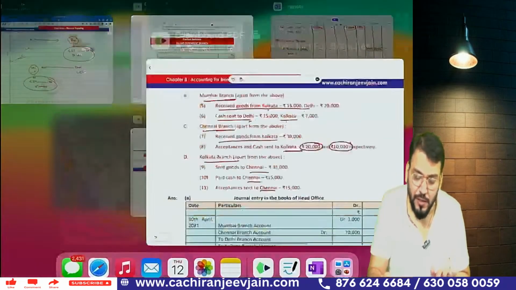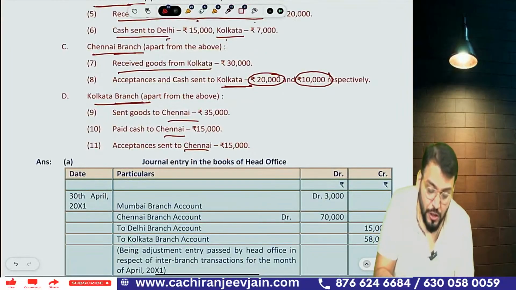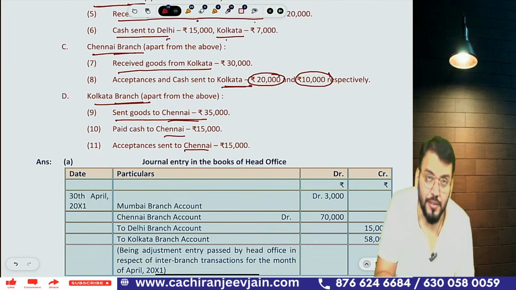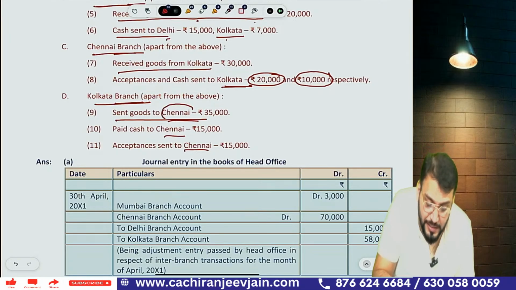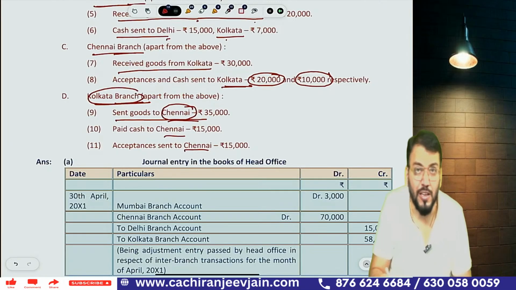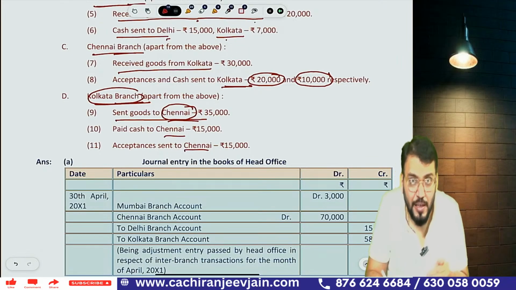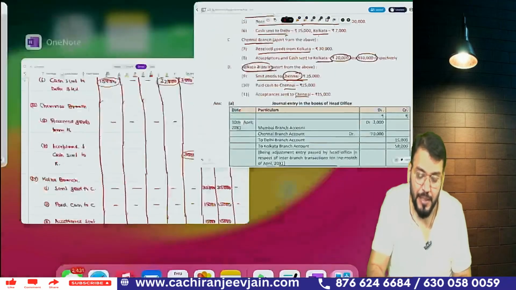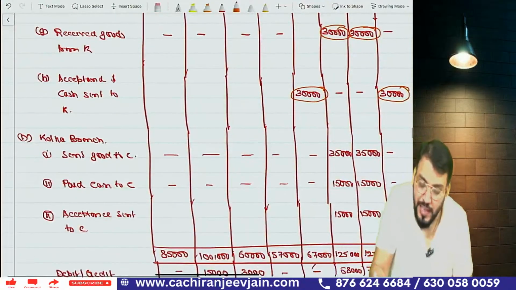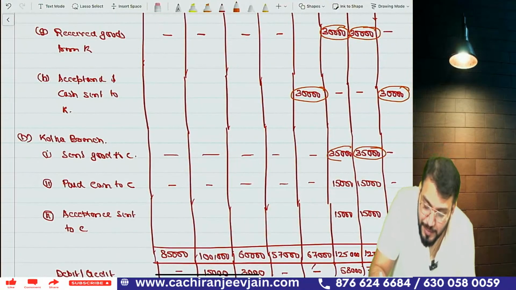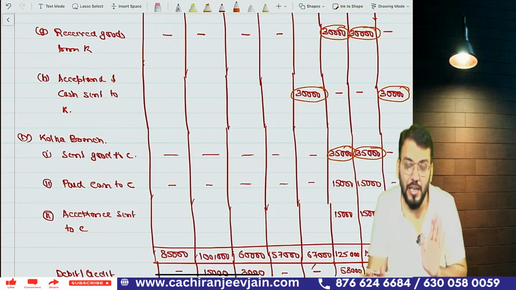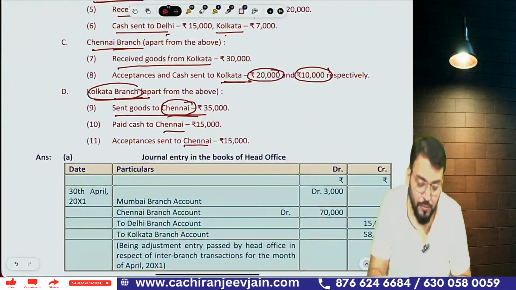Then come to the last branch, Kolkata branch. Kolkata branch sent goods to Chennai. So who is receiving? Chennai is receiving. Kolkata is sending. So Kolkata will be credited and Chennai will be debited. You can see what I have done. Chennai has been debited and Kolkata has been credited. Understood? Yes, sir.